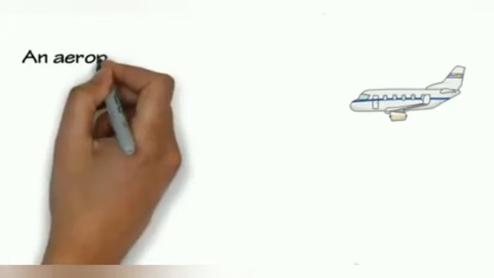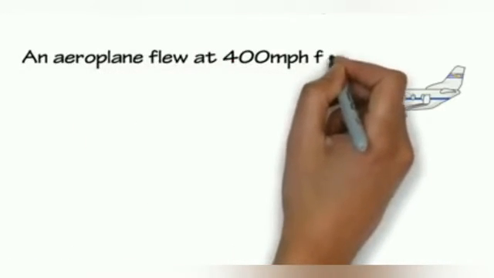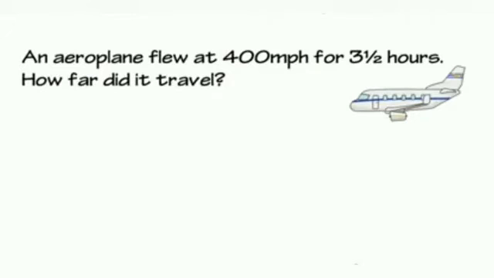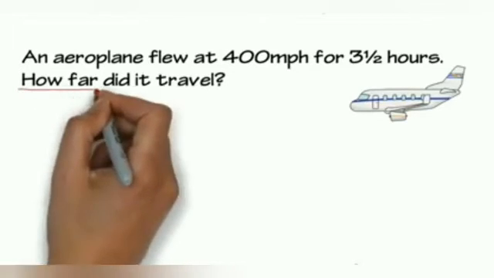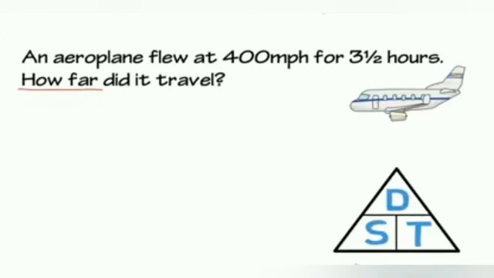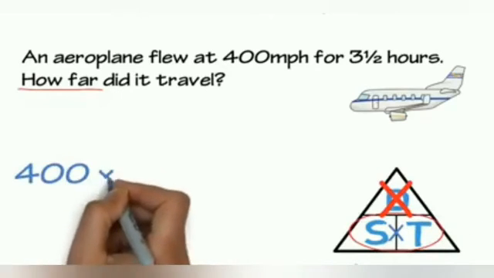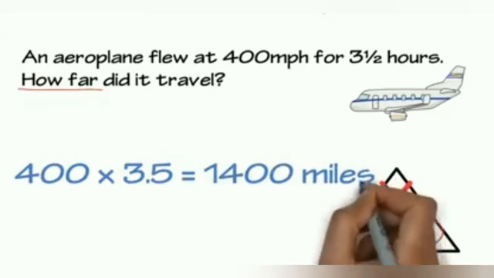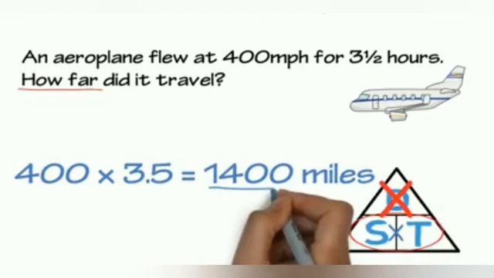Here is our next question. An aeroplane flew at 400 miles per hour for 3.5 hours. How far did it travel? This time it's asking how far, so we are looking to find out the distance. By covering the D, we are left with speed times time. That gives us 400 multiplied by 3.5, which equals a distance travelled of 1,400 miles.